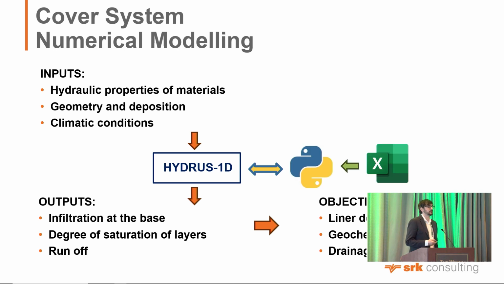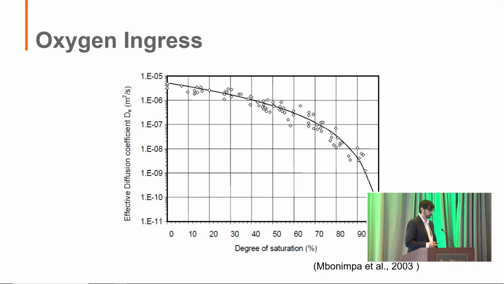This can be done in HYDRUS, but what we did is to integrate all of this and solve it with Python and Excel, so that we can run plenty of scenarios in a very short time and make a lot of sensitivity analyses at the same time. We will focus on one main thing in this presentation, which is the possible oxygen ingress to our system.